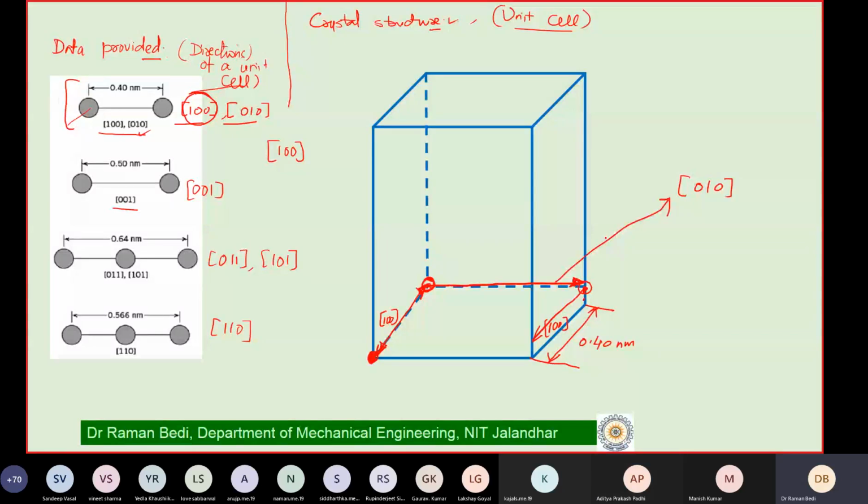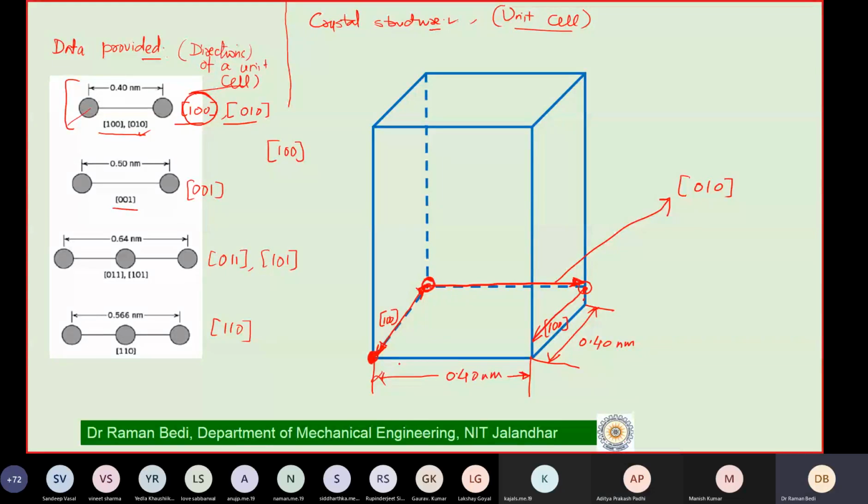It is 010. They are providing a delay here, so you have 010, and this provides me the second edge length. So this lattice constant also happens to be 0.40 nanometers. Is that right? Yes, sir.